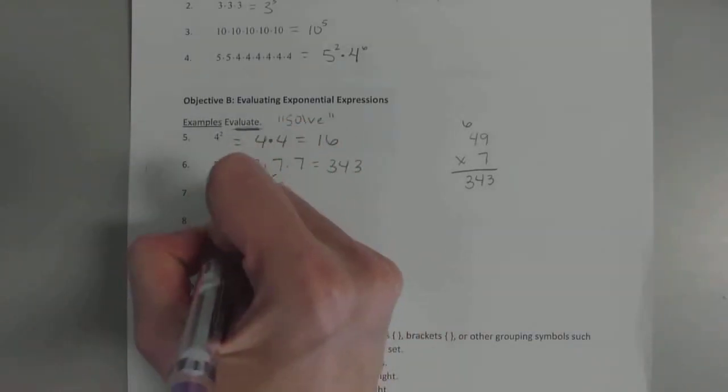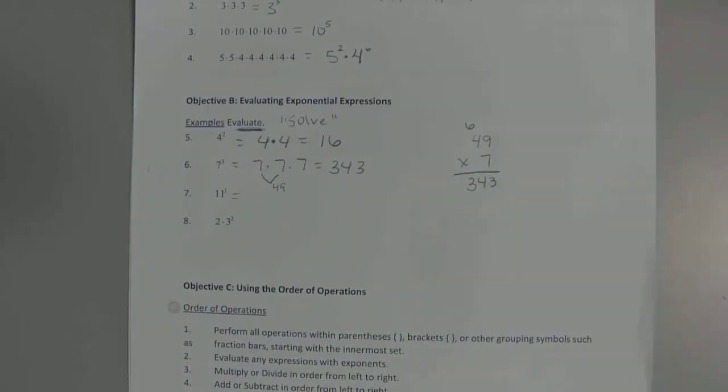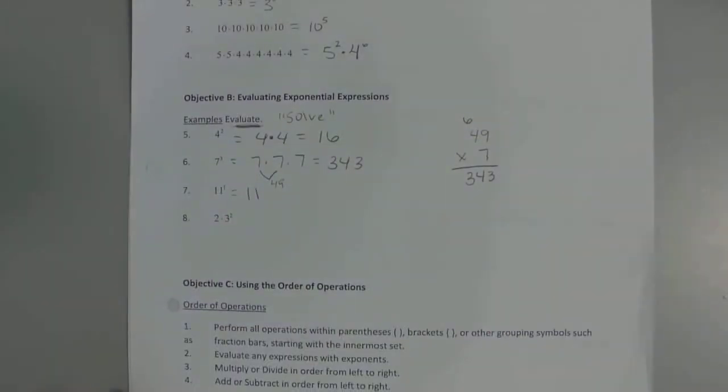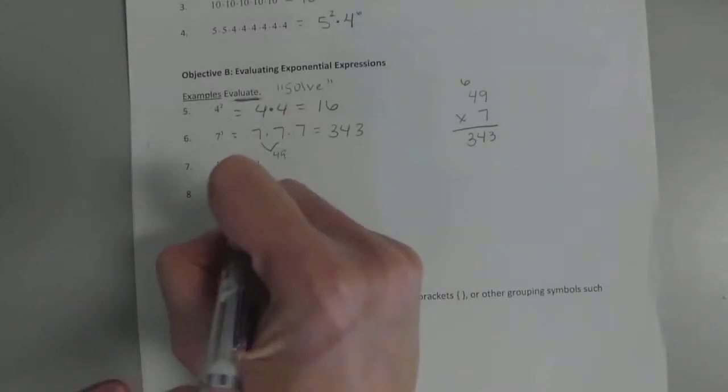Okay. This is kind of interesting. It's like they're trying to trick you. But what's your exponent there? 1. So what does that just mean? 11 1 times. So that's just 11. So any number to the first power, guys, is just going to be that number because it just means times itself once. What about 2 times 3 to the second?